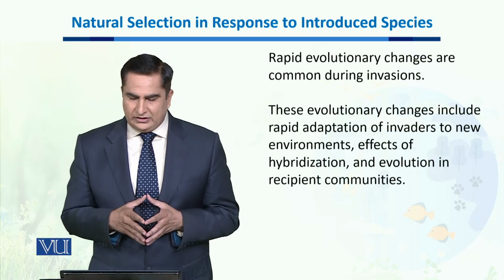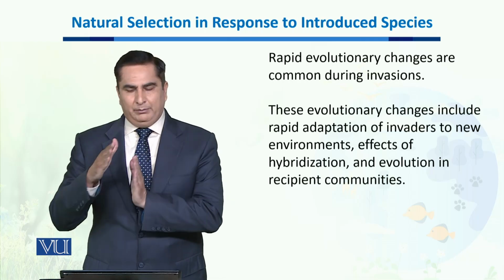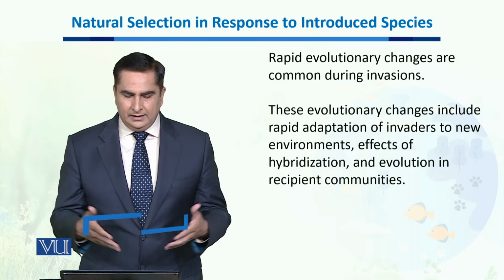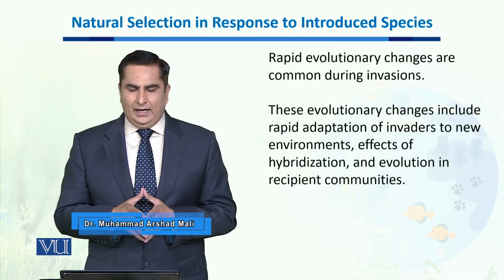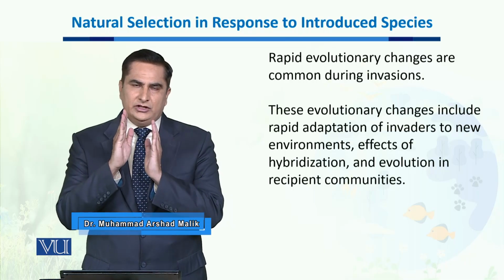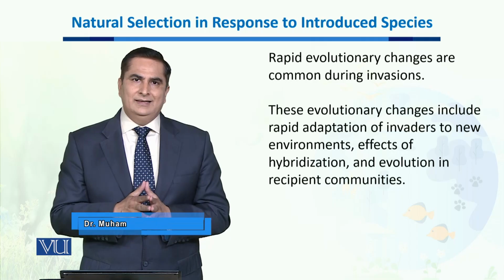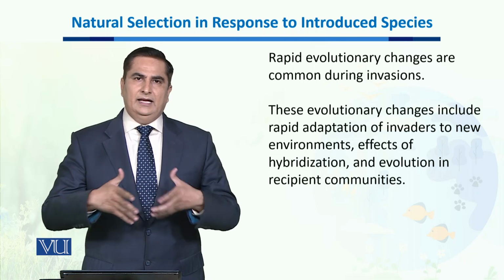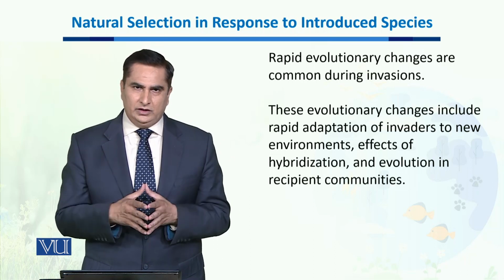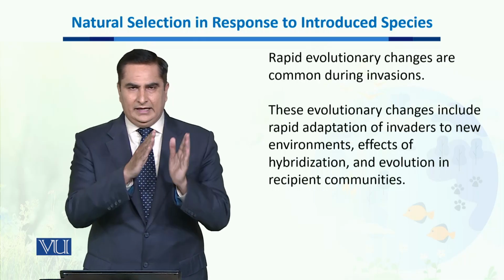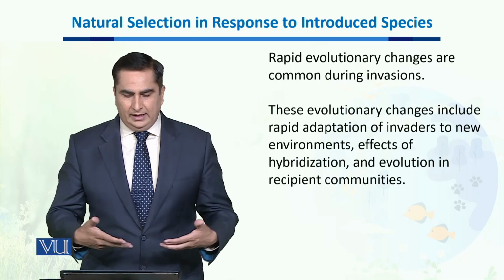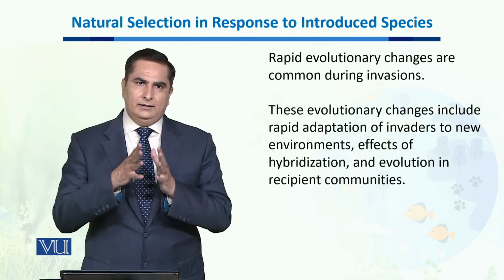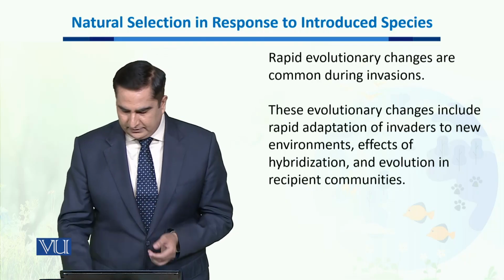These evolutionary changes could include rapid adaptation to invaders. Invaders can rapidly invade and adapt to the new environment, while sometimes genetic exchange also results. The new species is mingled with the pre-existing species, and then we have some hybrid species which carry the genes of that new species, and then evolution in the recipient communities. Now, that evolution, or the shift in the evolution, starts taking place.